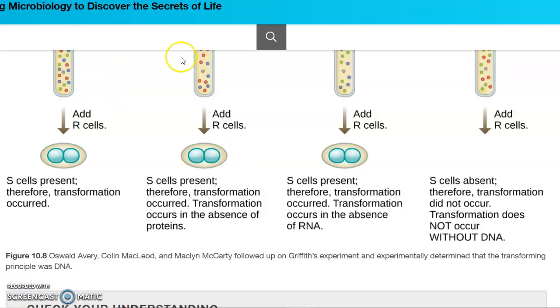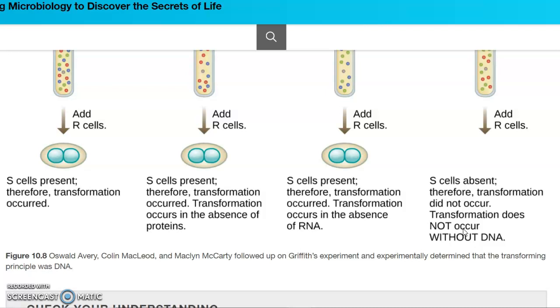So then in the next one where we had proteins and DNA, transformation occurred. So it occurs in the absence of RNA. But in the very last one, where we had no DNA, we didn't get any S cells. We didn't have any of those pathogenic cells, so transformation didn't happen. And so their conclusion was transformation does not happen without DNA. They said DNA then has to be the genetic material.